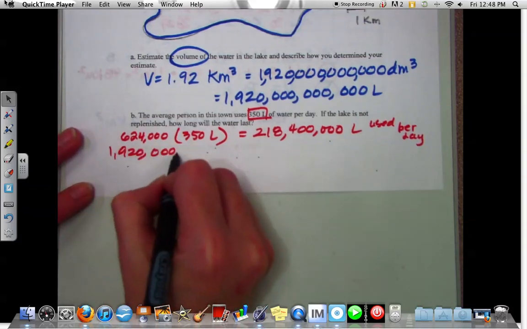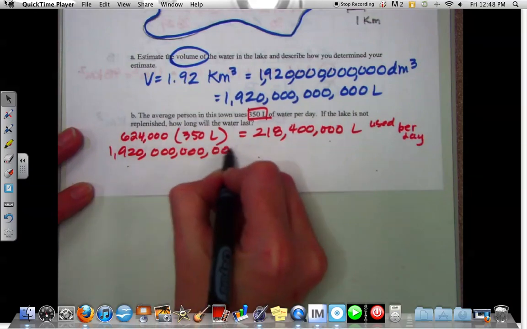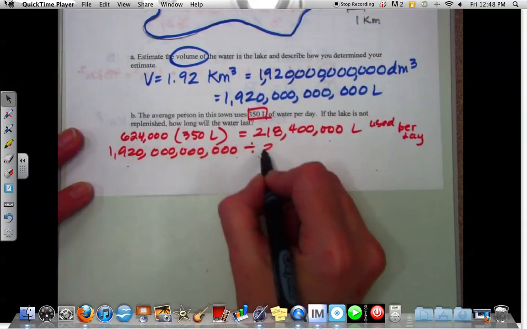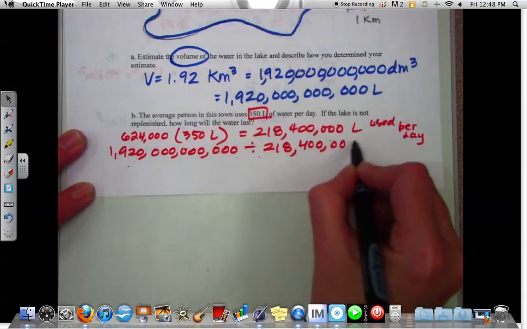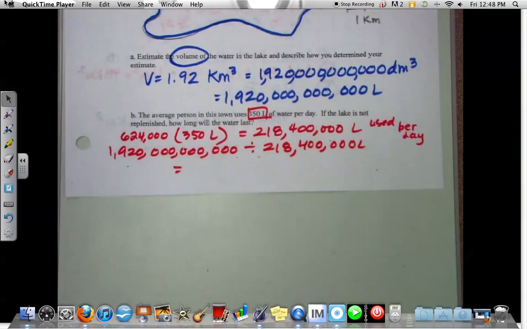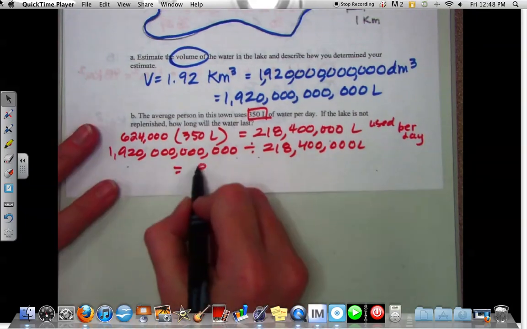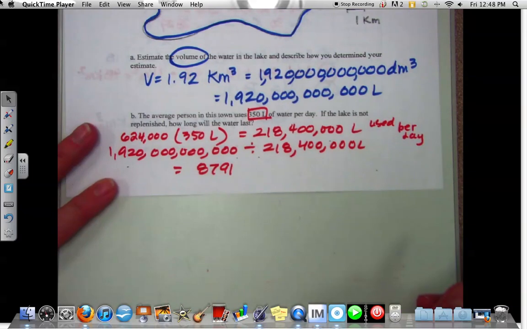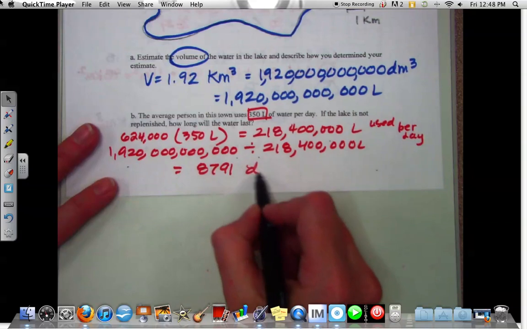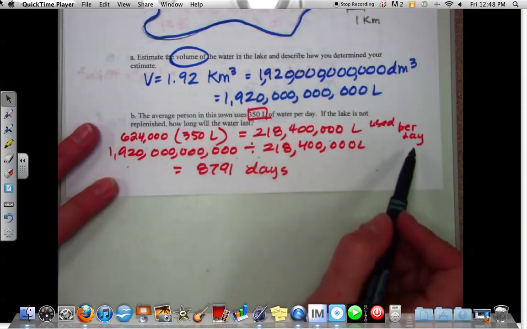So I have 1,920,000,000,000,000 divided by 218,400,000 liters. It's like 8.79 thousand. And what units is this? Days. It is days, because this is how much we're using per day.